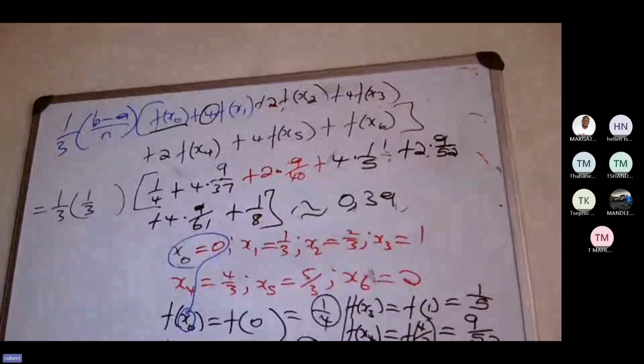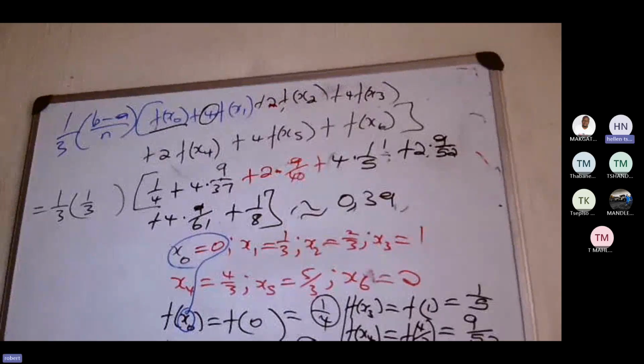Anybody, Mahatu? Tavani? Helen? I'm getting a different one, 0.5. You got what? How much? Helen, you got how much? 0.5.